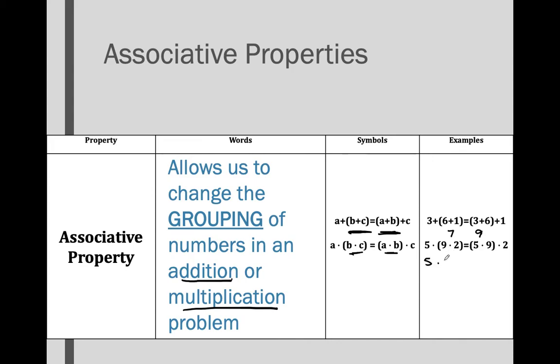So we can try that just to be sure. 5 times, this would be 18, is the same thing as 45 times 2. They're both 90.